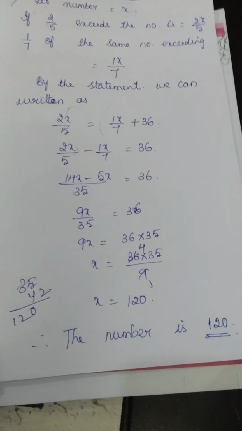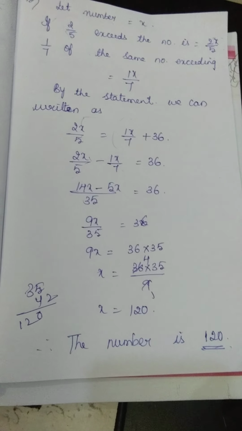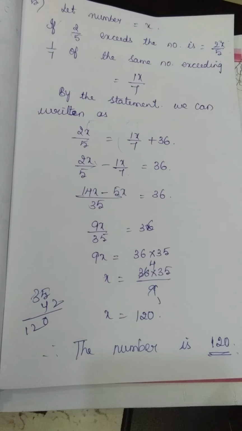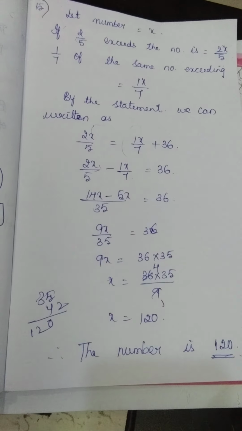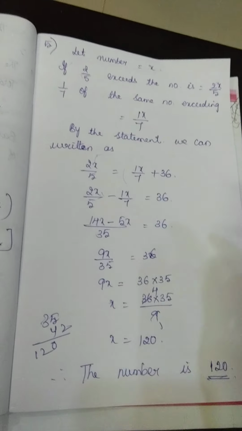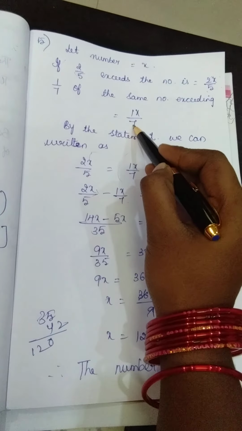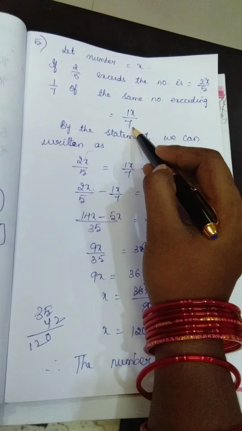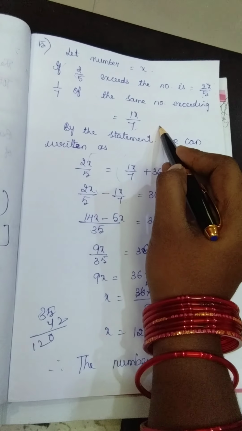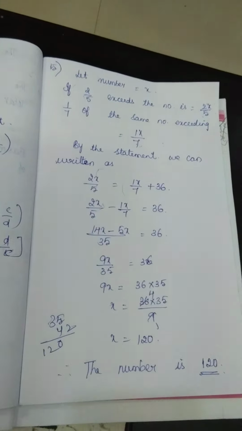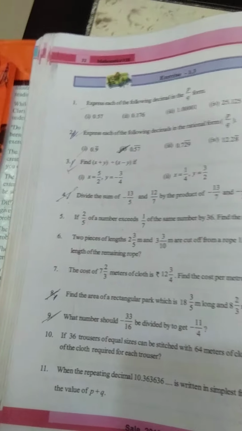Suppose, see here, you got the number as 120. Yes or no? If it is correct or wrong, how can you know that one? Tell me. Yes, if you substitute this x equal to 120 in 2x by 5 and 1x by 7, you will get the same answer. If you get the same answer, then only the answer will be correct. Otherwise it is wrong. Okay, good. Have you understood? Yes. Now we will go to the sixth problem.